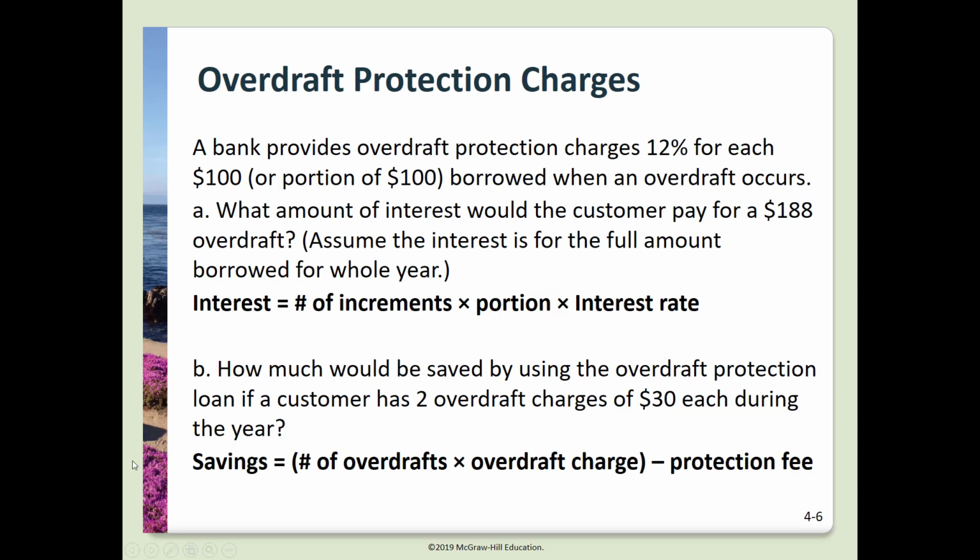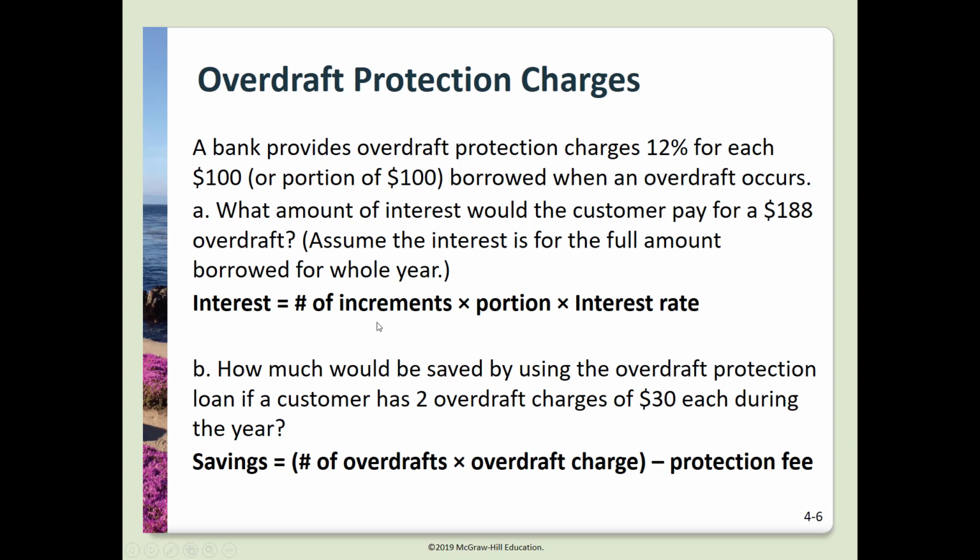In this next problem, we're going to be looking at overdraft protection charges. Let's say a bank provides overdraft protection charges at 12% for each $100 or portion of $100 borrowed when an overdraft occurs. So in Part A, what amount of interest would the customer pay for a $188 overdraft? Assume the interest is for the full amount borrowed for the whole year. Here's the formula for the interest or the overdraft protection charge, and it equals the number of increments times the portion times the interest rate.